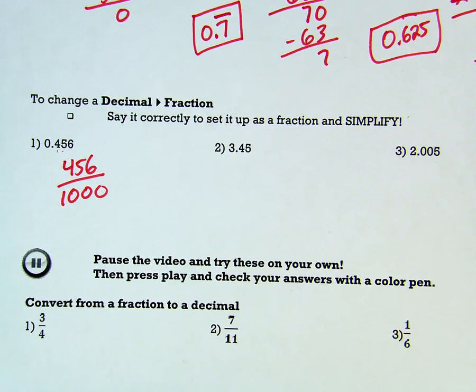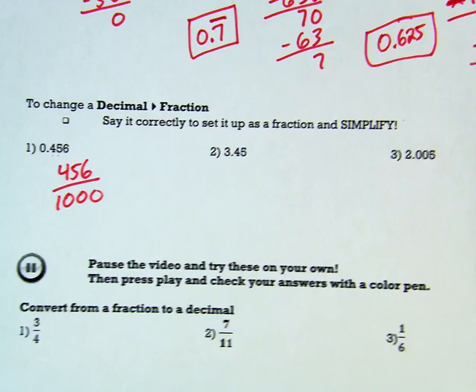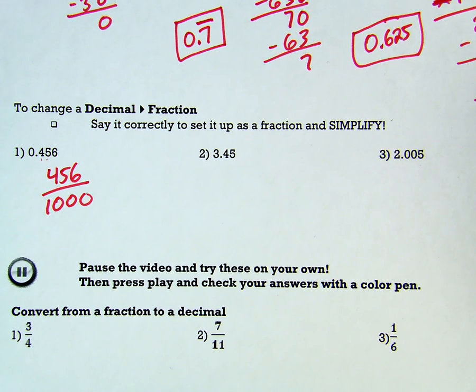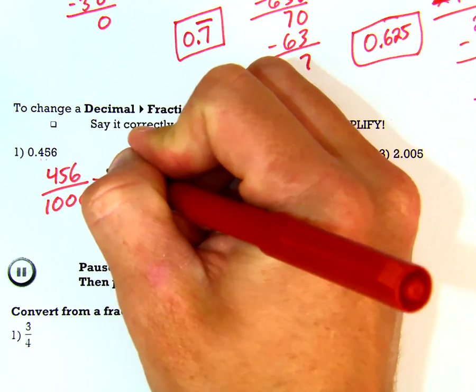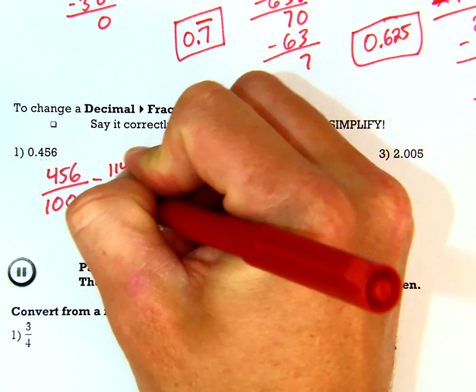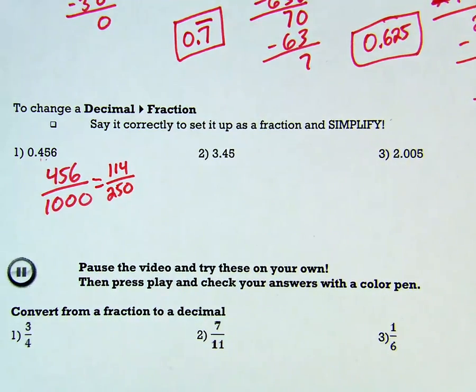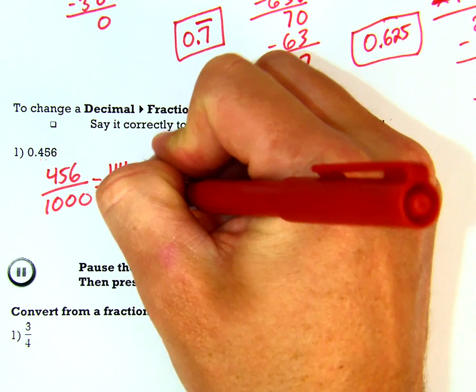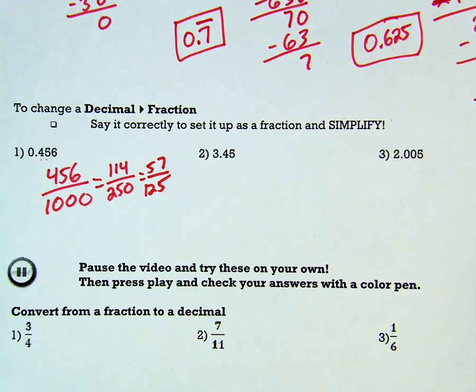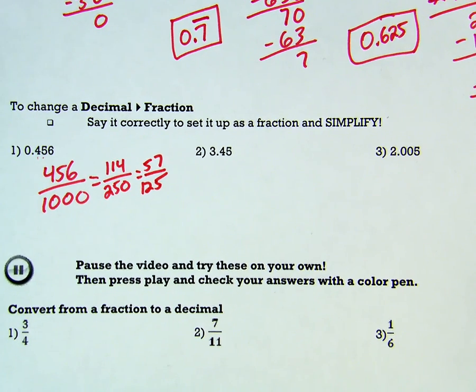Alright, now that I've written my fraction, I'm going to simplify it. Very simple. I'm just going to divide 4 into both of them. And I get an answer of 114 over 250. They're both still even numbers, so I know 2 can go into both of them. I have 57 over 125. Looks like that should be my final answer.